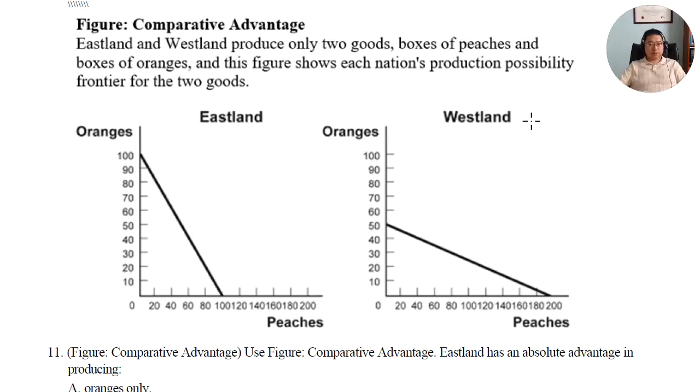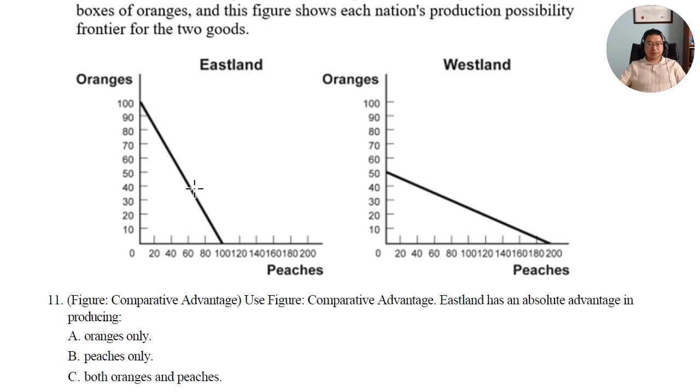Okay, this is still homework 2. We are talking about question 11 to question 15. Now, question 11 uses this figure, comparative advantage. Eastland and Westland both produce only two goods, boxes of peaches and boxes of oranges. And this figure shows each nation's production possibility frontier for the two goods.